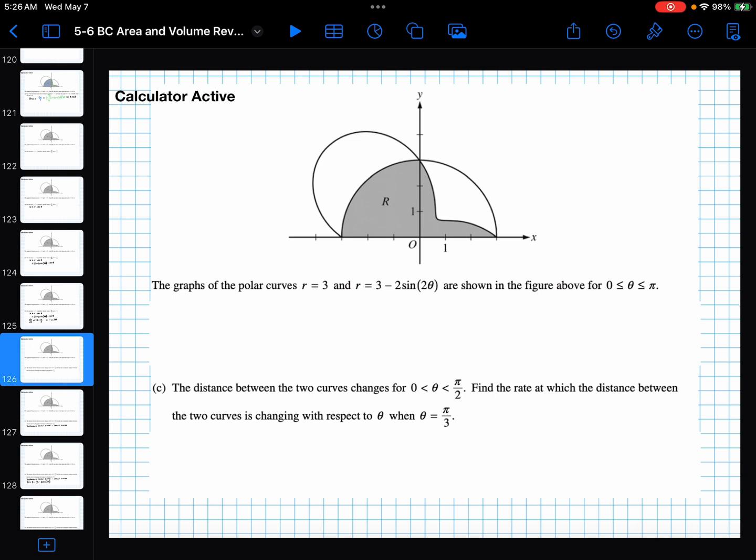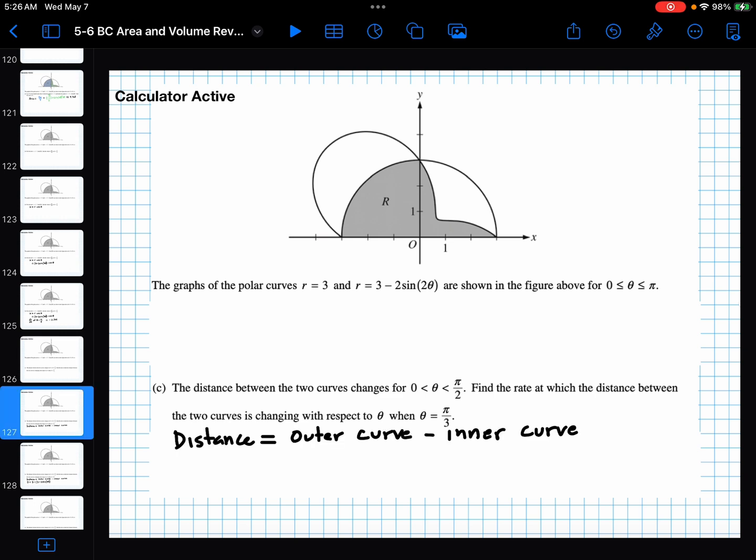distance between the two curves. Well, the distance between the two curves is the outer radius length minus the inner radius length. And when I say outer and inner, I mean furthest away from the pole or the origin and closest to the origin. There would be the inner. So when I do this here, on the interval from 0 to pi over 2, so we're looking in the first quadrant, they want the rate at which the distance between the two curves is changing.